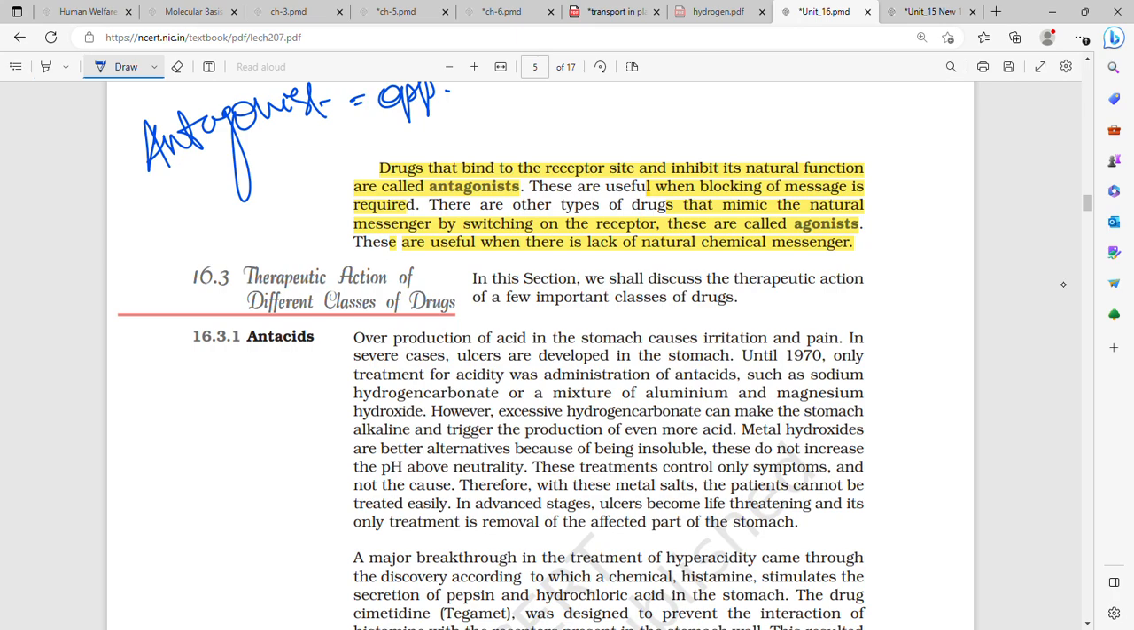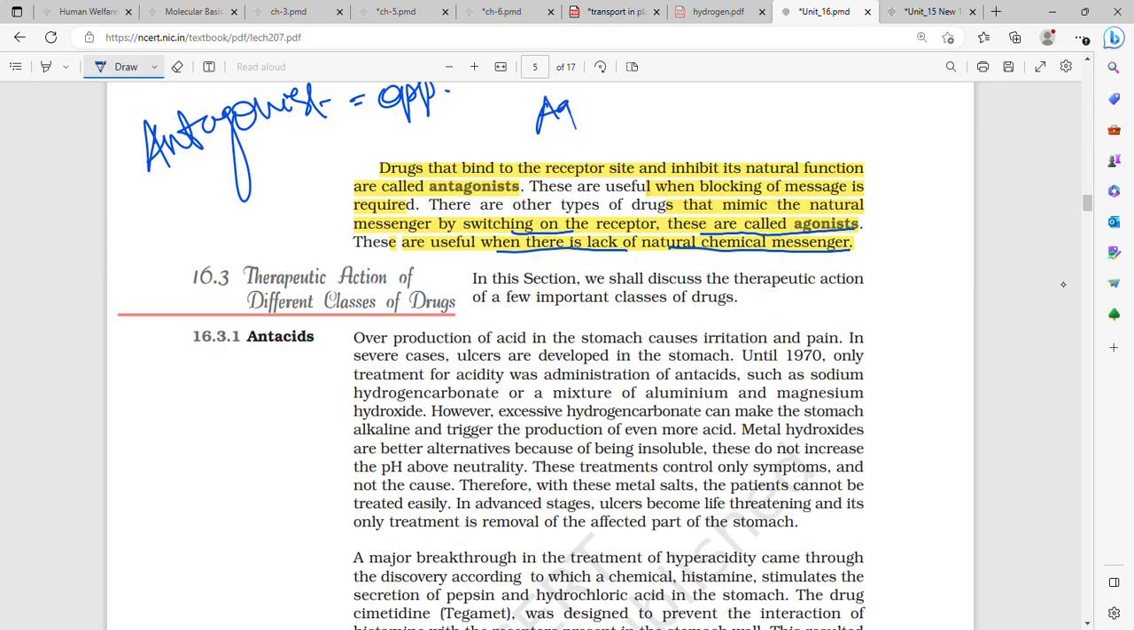But there are drugs where, let's say, production of something is going on in the cell, such as antibody, or an enzyme is being formed, but it is not being formed in enough amount, you need more. So you want to speed up the process. Then there are drugs which mimic the natural messengers by switching on the receptor, and these are called agonists, and they are useful when there is a lack of chemical messenger.